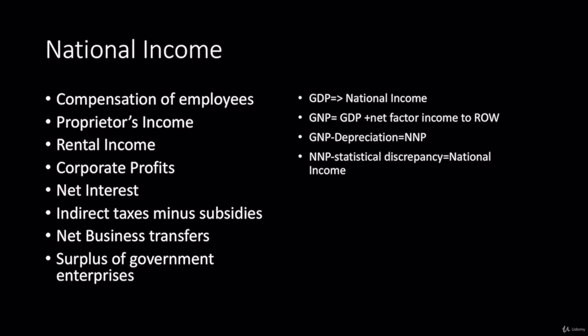And net national product minus some statistical discrepancy. A statistical discrepancy means that there are some measurements that we cannot account for, or there are gaps in our measurement, and that is how we're going to get to national income. So from GDP to national income, we added net factor income, we removed depreciation, and we removed statistical discrepancy, and we got to national income.